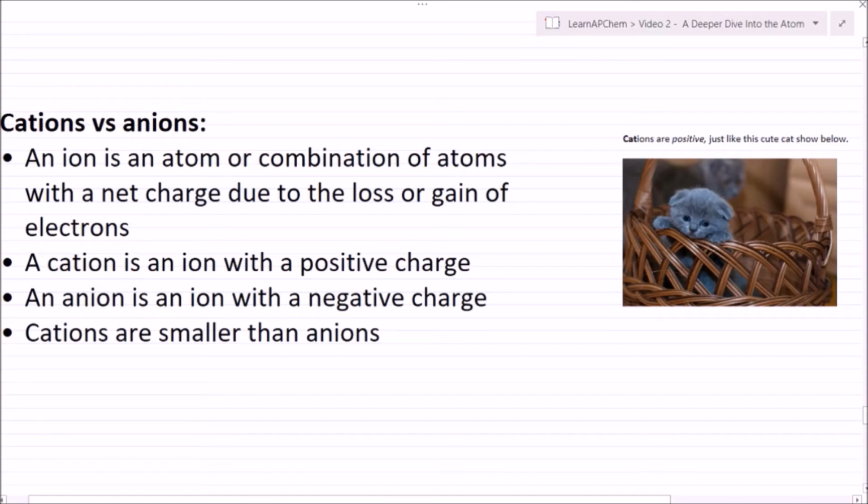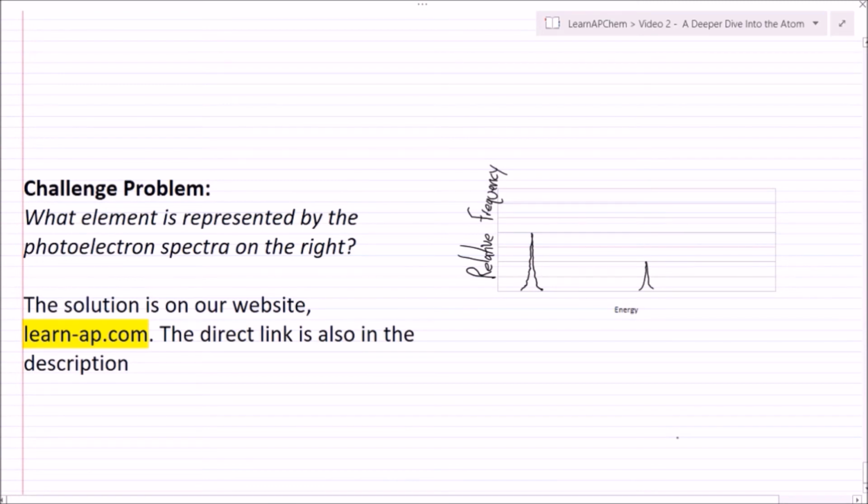Note that cations are smaller than anions because the protons are pulling the electrons closer to the nucleus, while on an anion we have more electrons that are sort of pushing each other away, and that's going to give us a larger radius. Alright, so that brings me to today's challenge problem. What element is represented by the photoelectron spectra on the right?